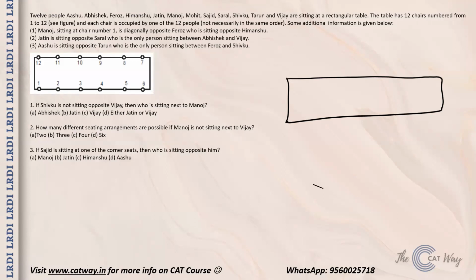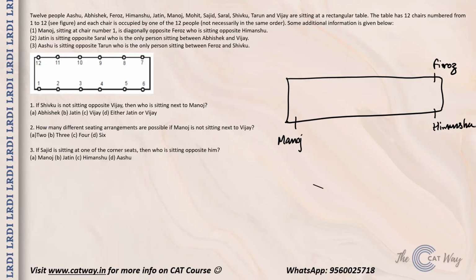Now, each chair is occupied by one of the 12 people, not necessarily in the same order. Now, some additional information has been given that Manoj is sitting in chair number 1. Chair number 1 is this, and Manoj is sitting over here. Then Manoj is diagonally opposite Firoz. Diagonally opposite will be this position, that is seat number 7, and Firoz will occupy this position. Now Firoz is sitting opposite Himanshu, so Himanshu will occupy seat number 6.